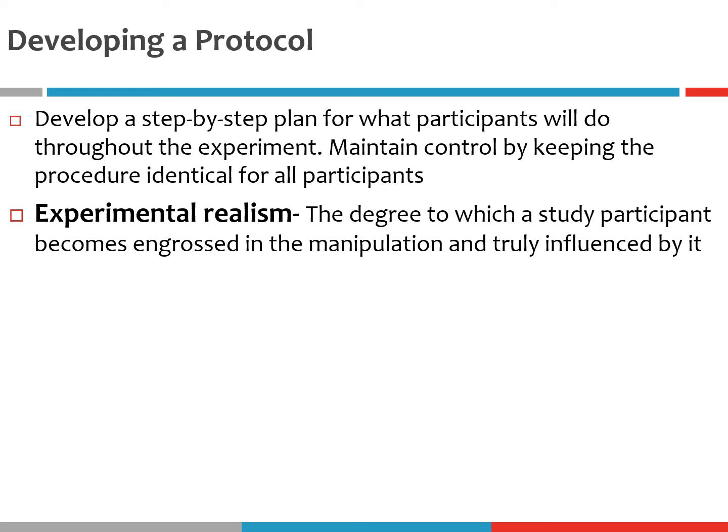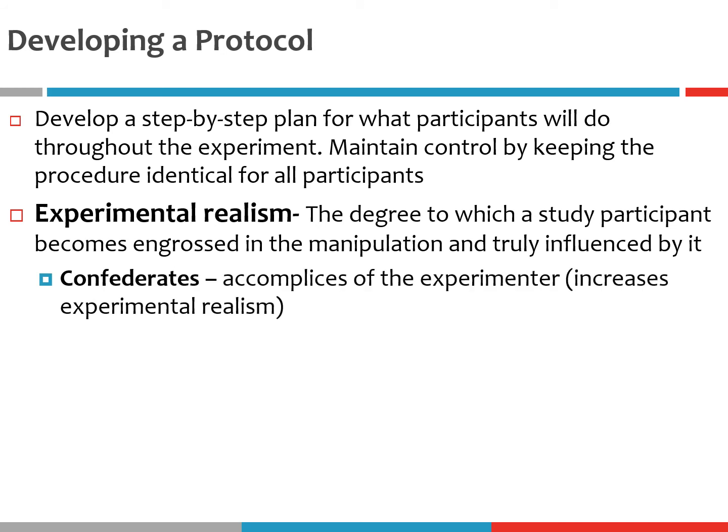As I mentioned before, I talked about mundane realism, but experimental realism is basically the degree to which the participant is able to be manipulated in the lab. So it's the degree to which the manipulation works in the lab. It has nothing to do with real life. That's mundane realism. Experimental realism is the impact of the independent variable in the lab study. So that's important. If you're doing it in the lab, you want to make sure that whatever independent variable you're manipulating has a big effect.